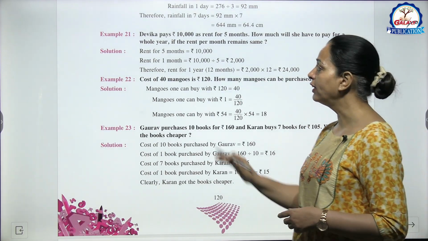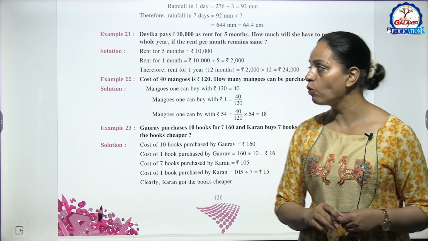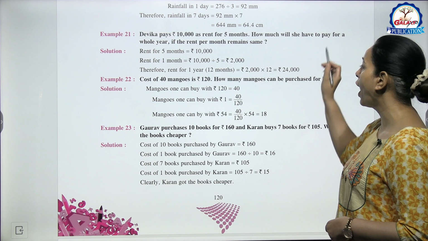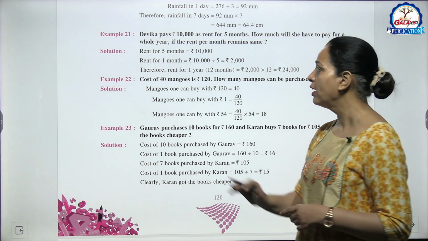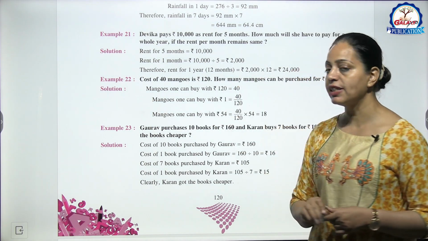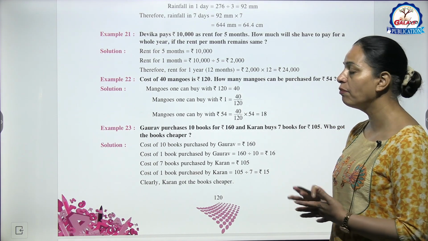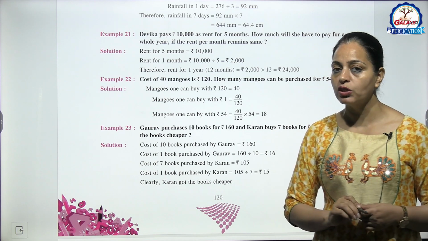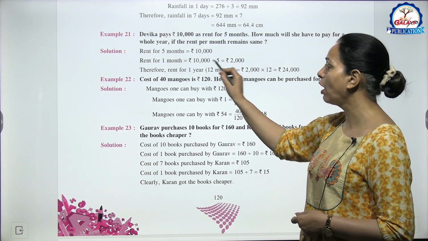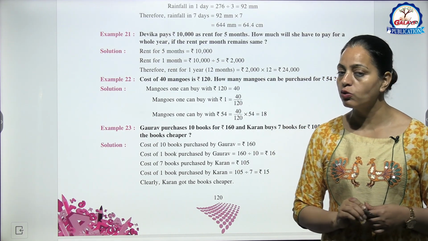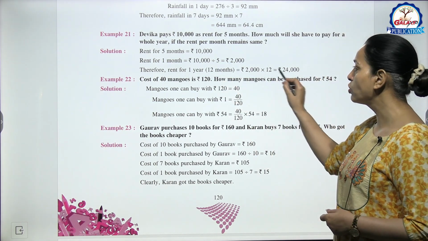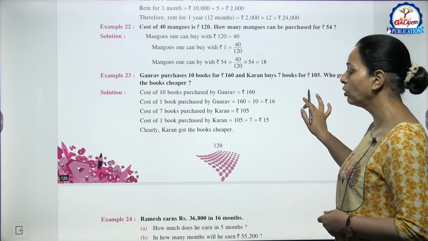Example 21. Devika pays rupees 10,000 as rent for 5 months. How much will she have to pay for a whole year? If the rent per month remains same, it means rent for 12 months. So first we have rent of 5 months, 10,000. For 1 month, 10,000 divided by 5 is 2,000. So rent for 1 year, means 12 months, 2,000 into 12 is 24,000.